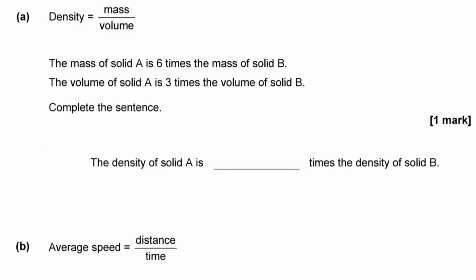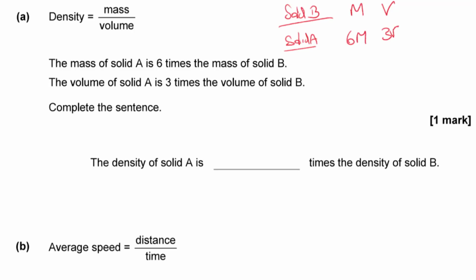Density equals mass over volume, and we're told that the mass of solid A is 6 times the mass of solid B, and the volume of solid A is 3 times the volume of solid B. So let's say that solid B has a mass of M and a volume of V. Then solid A is going to have a mass of 6M, and a volume of 3V.